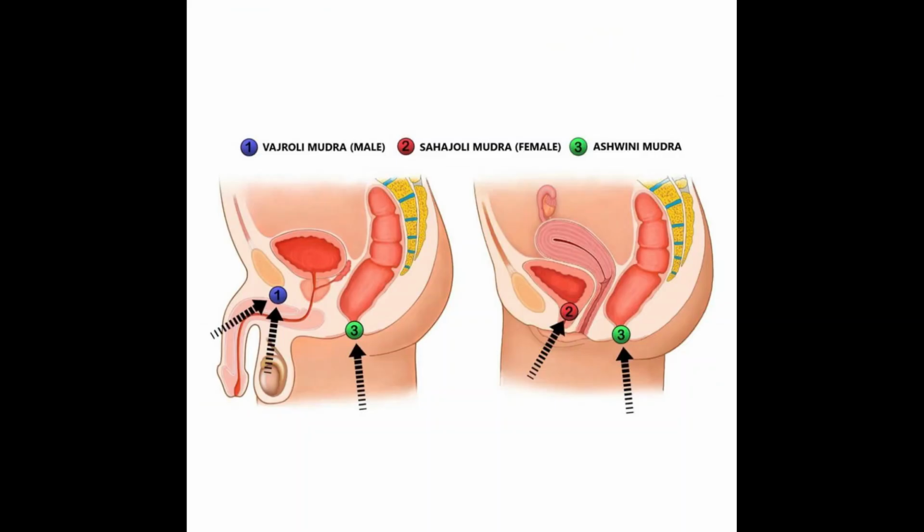Contract the sphincter muscles of the anus for a few seconds without straining, and then relax them for a few seconds. Try to confine the action to the anal area. Repeat the practice for as long as possible. Contraction and relaxation should be performed smoothly and rhythmically. Gradually make the contractions more rapid.